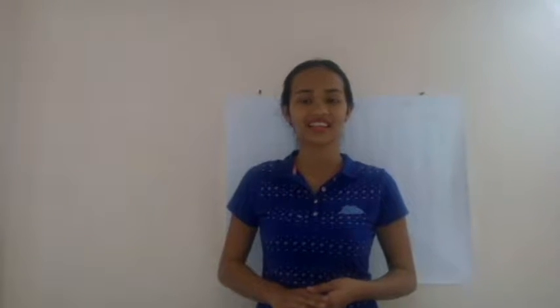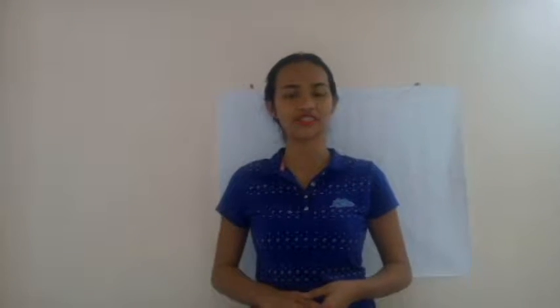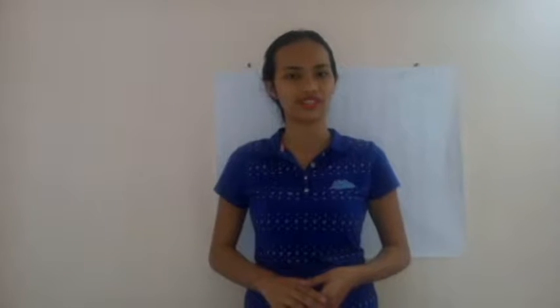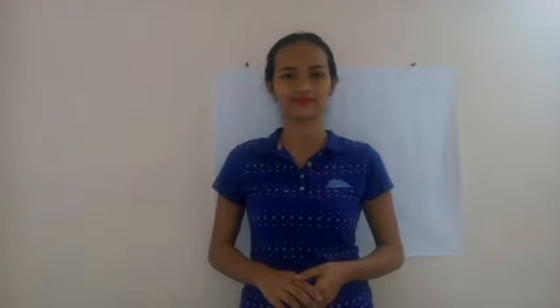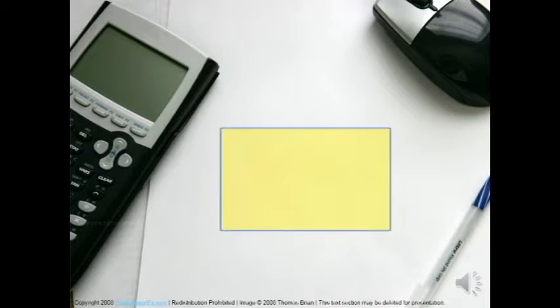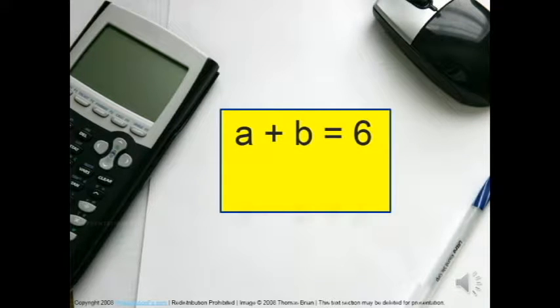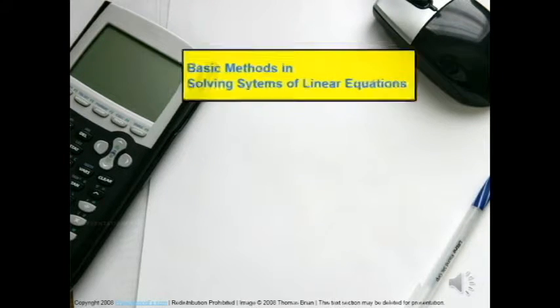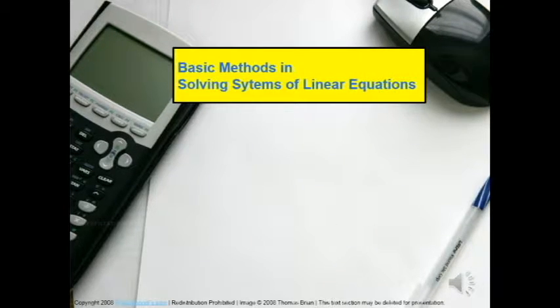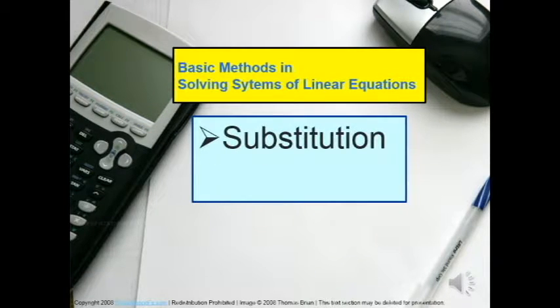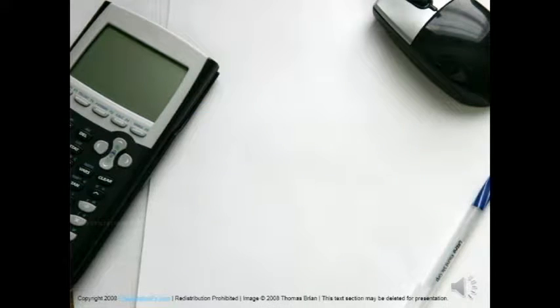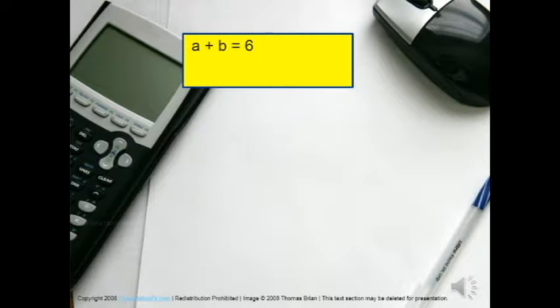But before that, let's recall the basic methods in solving systems of linear equations. Let's have a plus b equals 6, a minus b equals 2. There are two basic methods in solving systems of linear equations. These are substitution and elimination. Let a plus b equals 6 be equation number 1, and a minus b equals 2 be equation number 2.